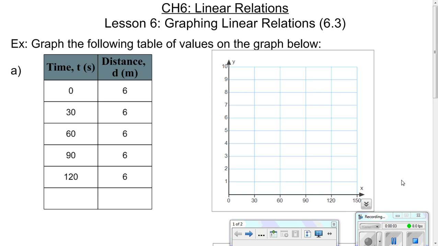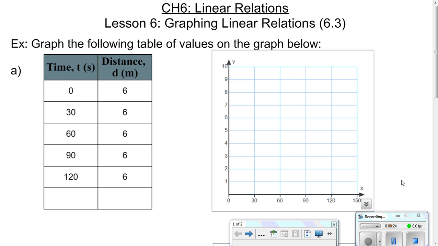Okay, we are in our last lesson for Chapter 6, Linear Relations. We are continuing to look at graphing linear relations, what graphs look like, and maybe what kind of situation they would represent. So make sure that you are really thinking about what's going on and what the graph is showing you.